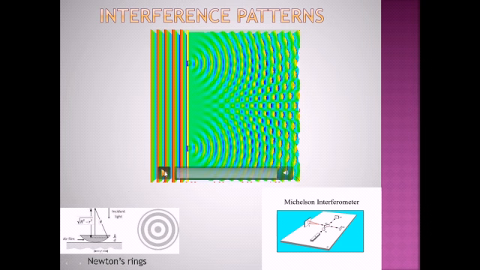Now here we observe interference pattern. There are different types of experimental setup to view or observe interference fringes. For example, this is another experimental setup, Michelson interferometer. Newton rings are also examples of interference fringes, but here you may see that only the experimental arrangement is different.